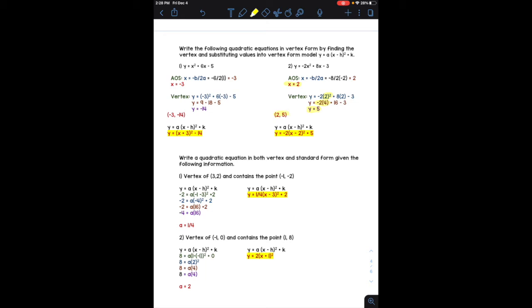Since our vertex is 5, we can now just enter all the values or coefficients into our vertex form. A is going to be the same in standard form and vertex form, which would be negative 2. The h is positive 2, so putting it into our vertex form model, we're going to have minus 2 squared, and the k is the y value of the vertex, being 5.